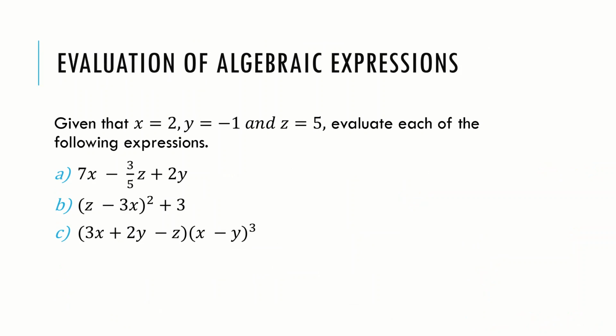Okay, evaluation of algebraic expressions. Given that x equals 2, y equals negative 1, and z equals 5, evaluate each of the following expressions. There are 3 examples here. Basically, you've got to substitute the letters x, y, and z with their numbers: x equals 2, y equals negative 1, and z equals 5, and then calculate. Take some time to try it first, then I'll give you the answer.